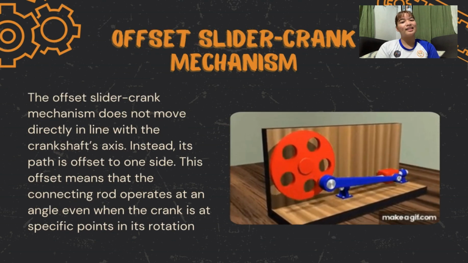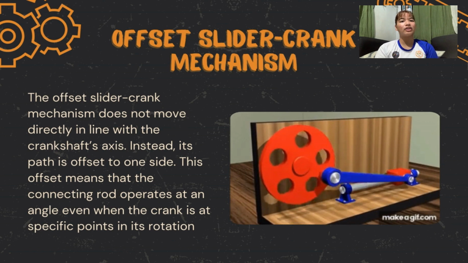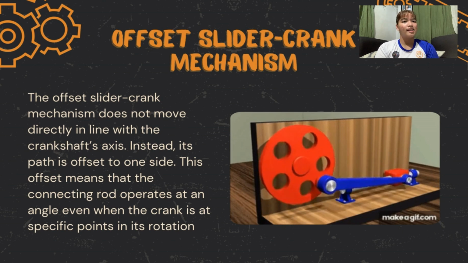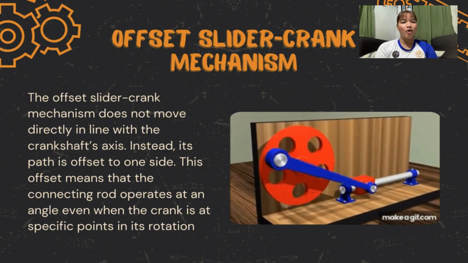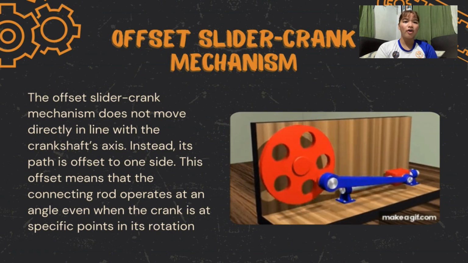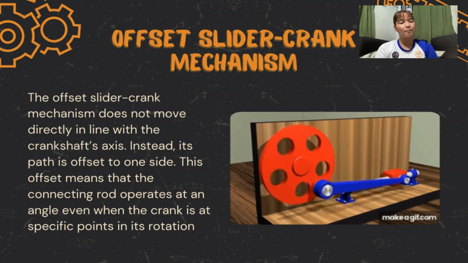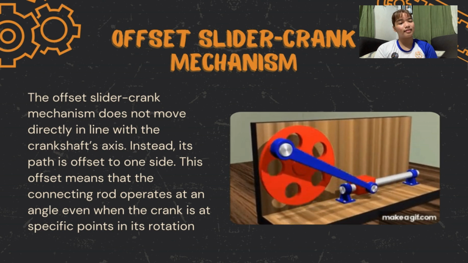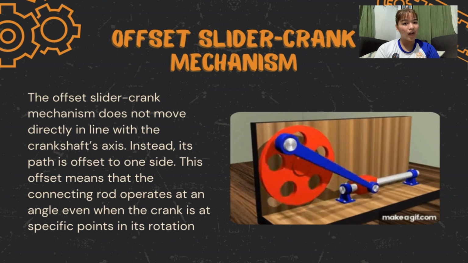And the other one is the offset slider crank mechanisms. In this design, the slider does not move directly in line with the crankshaft's axis. Instead, its path is offset to one side. This offset means that the connecting rod operates at an angle even when the crank is at a specific point in its rotation, rather than being aligned with the crank's axis katulad sa inline cycle na same level yung crank and the slider.